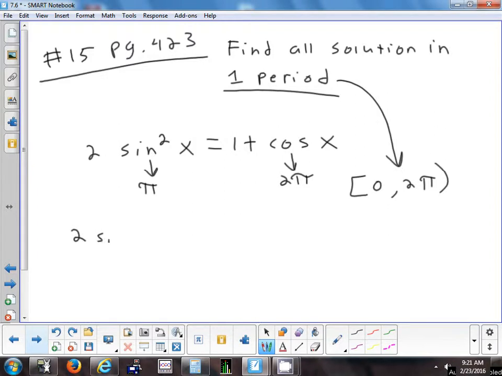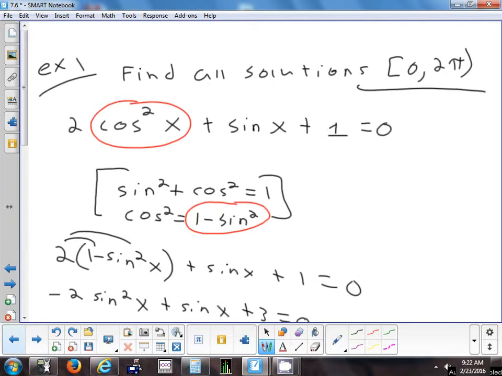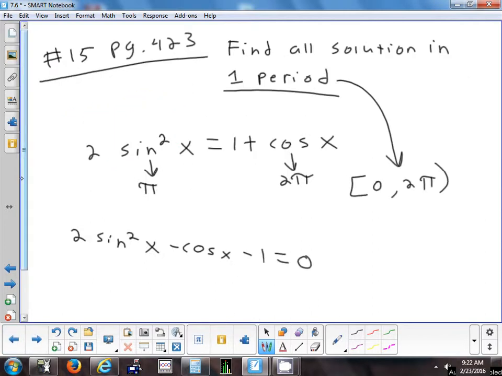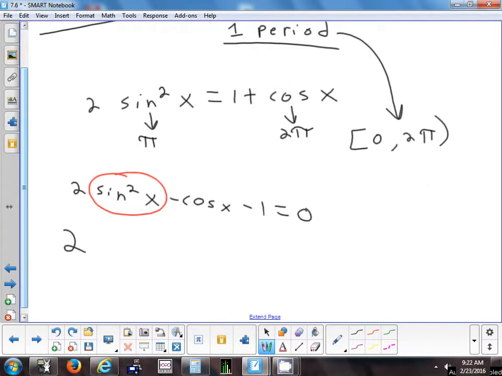So we get 2 sine squared x minus cosine x minus 1. Any questions on that step? And now we're right back where we were at the very beginning of the last problem. Everything's on one side. It's equal to 0. The only thing is we've got 2 different trig functions. Which one do you think I want to get rid of? Sine squared. Yep, sine squared. We're going to get rid of sine squared. So I'm going to write 2, and leave parentheses because you're going to fill in something there.